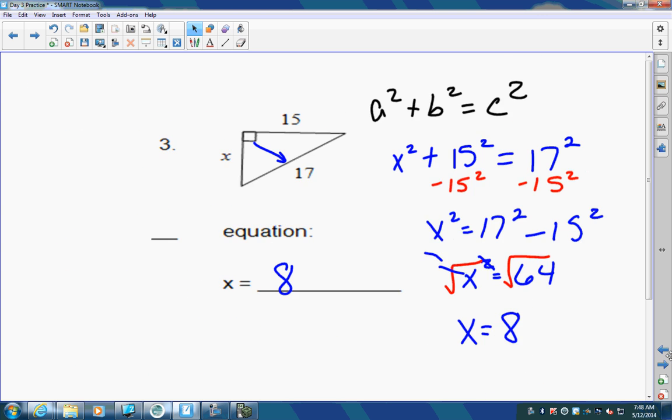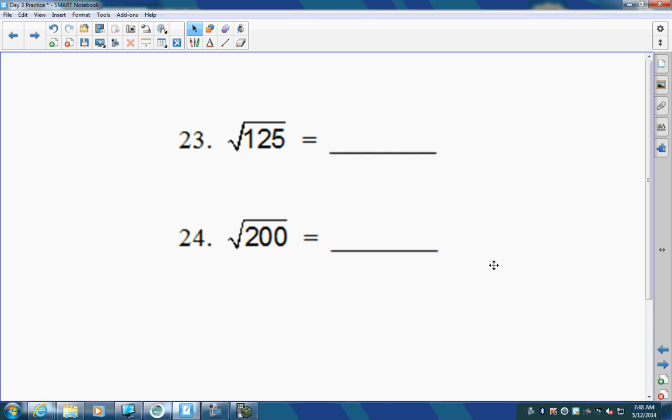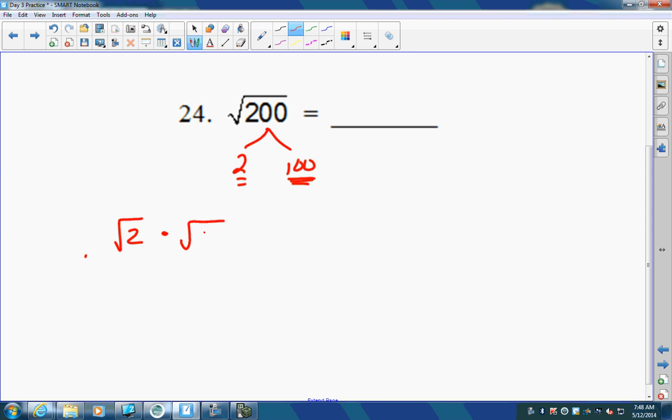I'll do one of these others, and then you guys need to work on these. Let's do 200. If we do 200 and I break this up, the easiest way to do it is to look for your perfect squares. 200, I have 2 times 100. 100 is a perfect square. So I have the square root of 2 times the square root of 100. What is the square root of 100? 10. So my answer becomes 10 square root of 2.